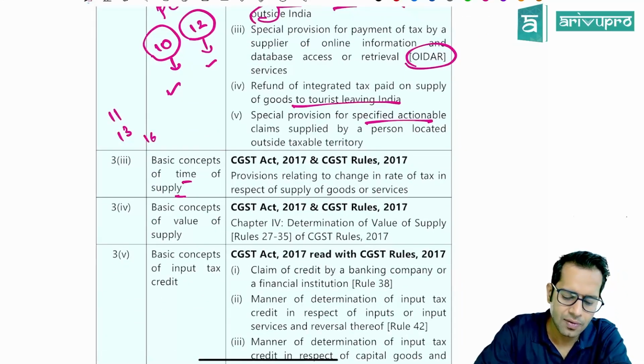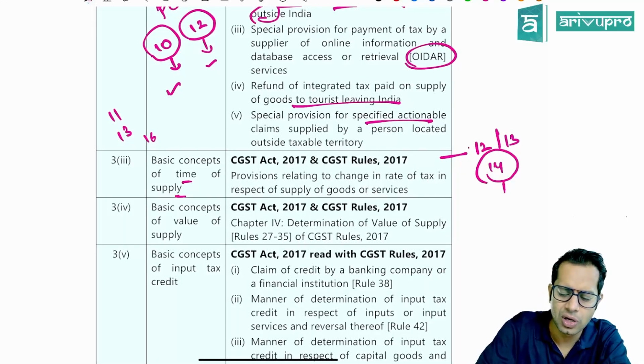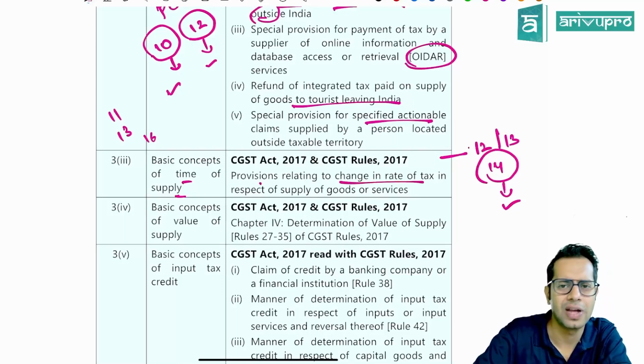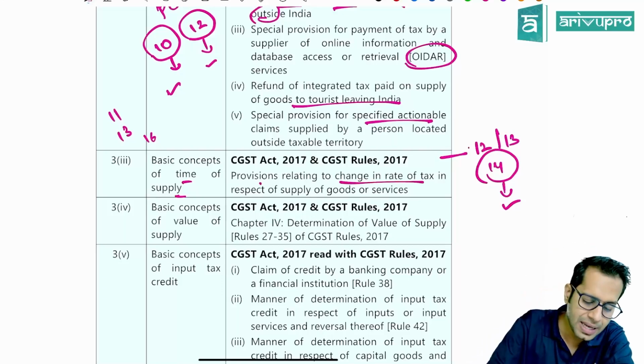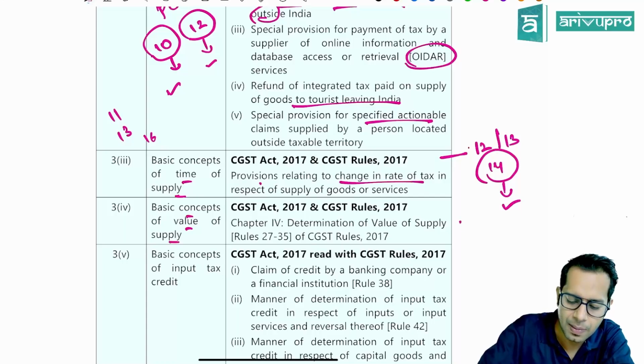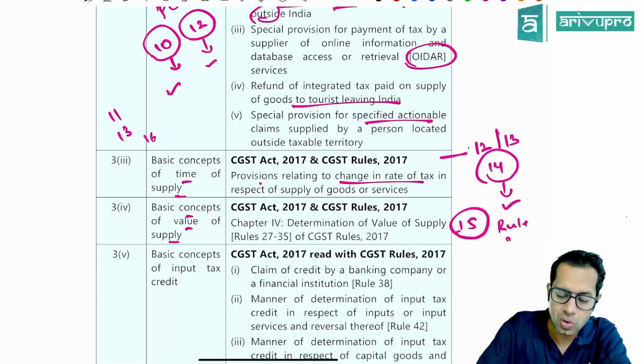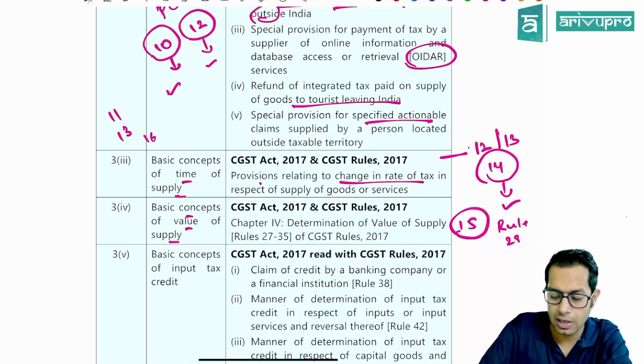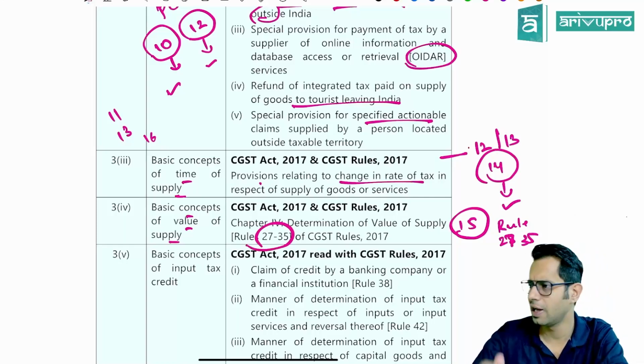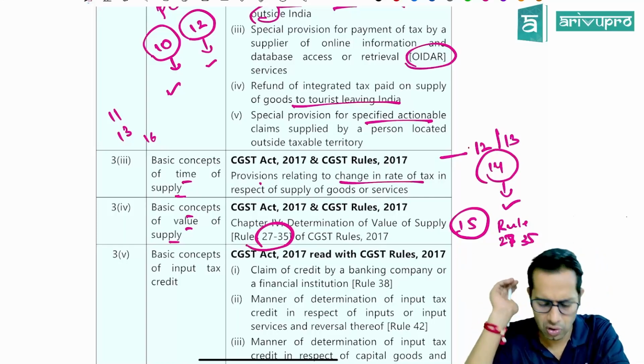Now, with respect to time of supply, there are sections 12, 13 and 14. At CA intermediate level, section 14 is not applicable. Correct? So, they have given that point. Provision relating to change in rate of tax is not applicable for CA inter students. Basic concept of value of supply: under value of supply, we discuss only one section called section 15. There are also rules of valuation, rule number 27 to rule number 35, which you learn in your final level. They have told that it is not applicable to you for your examination.